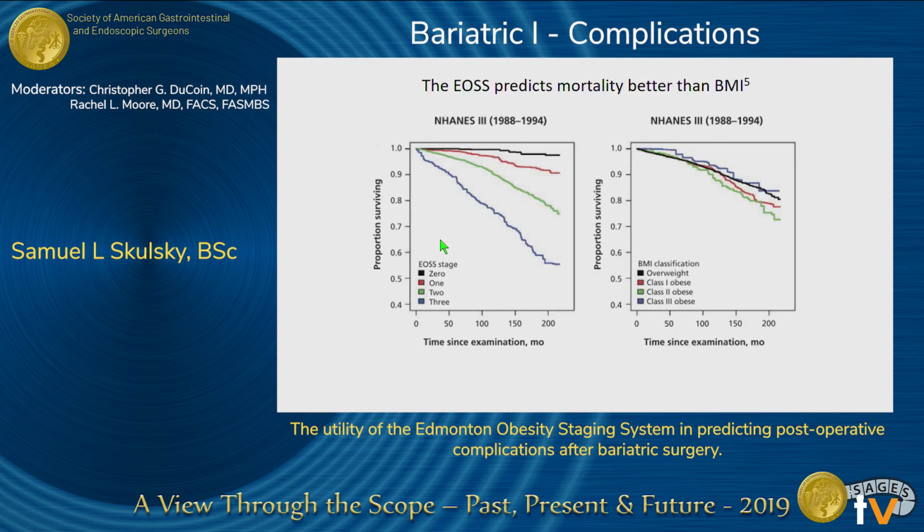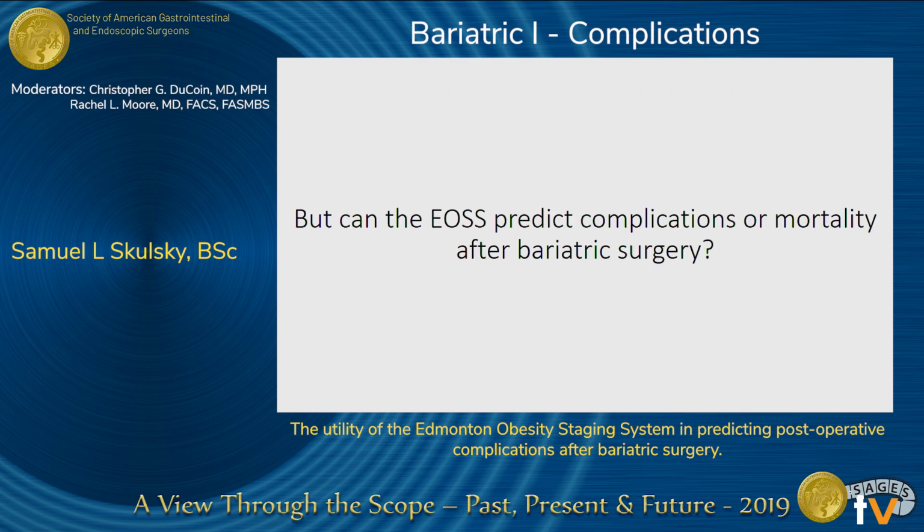This is just a quick reference to the research that I had mentioned previously. When applying the EOSS score to the NHANES, the National Health and Nutrition Examination Survey, you can see with the Kaplan-Meier survival curves that it nicely stratifies patients by their overall survival. In comparison, BMI didn't do as good a job of delineating the overall mortality. So that's patients overall with obesity.